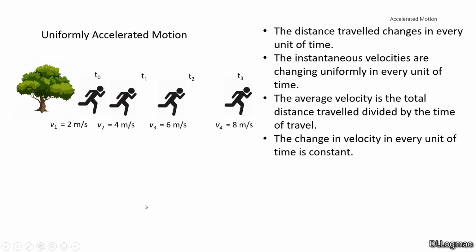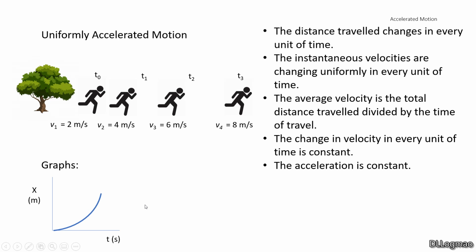Now, the graphs of uniformly accelerated motion. The graph of total distance traveled against the total time of travel is a parabola that opens upward. This suggests a direct square proportion. The graph of total distance traveled against the square of time is a straight line graph sloping upward to the right, suggesting a direct proportion between the distance and time square.